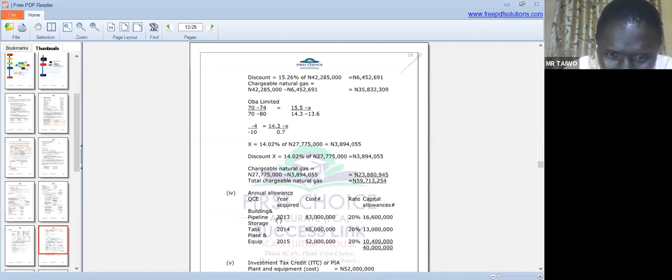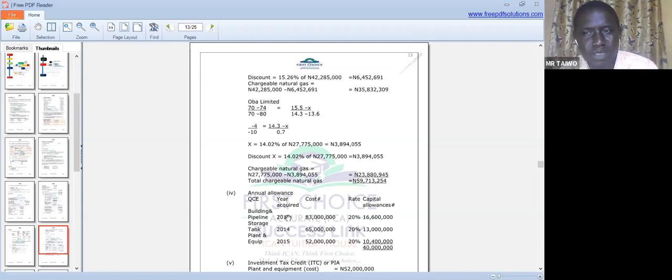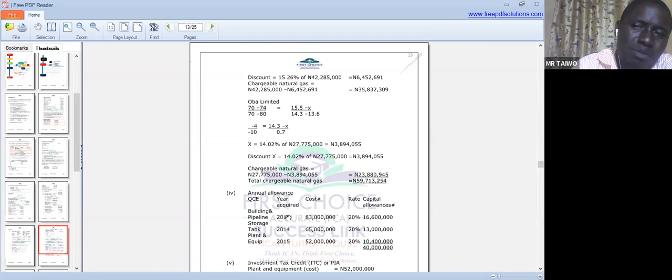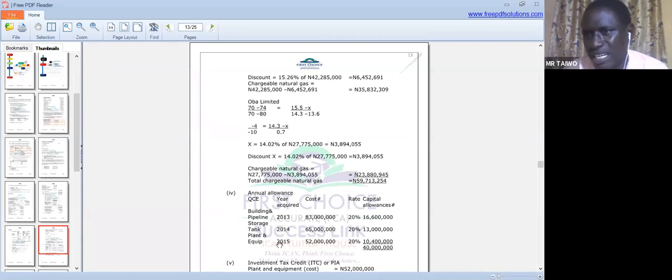Assuming this particular building was actually acquired maybe in 2010 or 2009. You know, 2009 to 2015. You can understand what I'm saying? 2009 to 2015. That's like 6 years. So far in 6 years, that simply means that there won't be annual allowance computed on the asset, because it's beyond 5 years. But for this one, 2013 is still 2 years into acquisition. 2014 is still 1 year. 2015 is still this year.